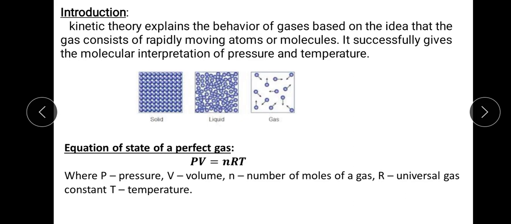First, we'll be learning the equation of a perfect gas here. A perfect gas, or we can call that an ideal gas. So what is the equation of state for a perfect gas? The equation is this: PV is equal to nRT. So in this equation, P is the pressure, V is the volume of the gas, n is the number of moles of the gas, R is called the universal gas constant, and T is the temperature of the gas.